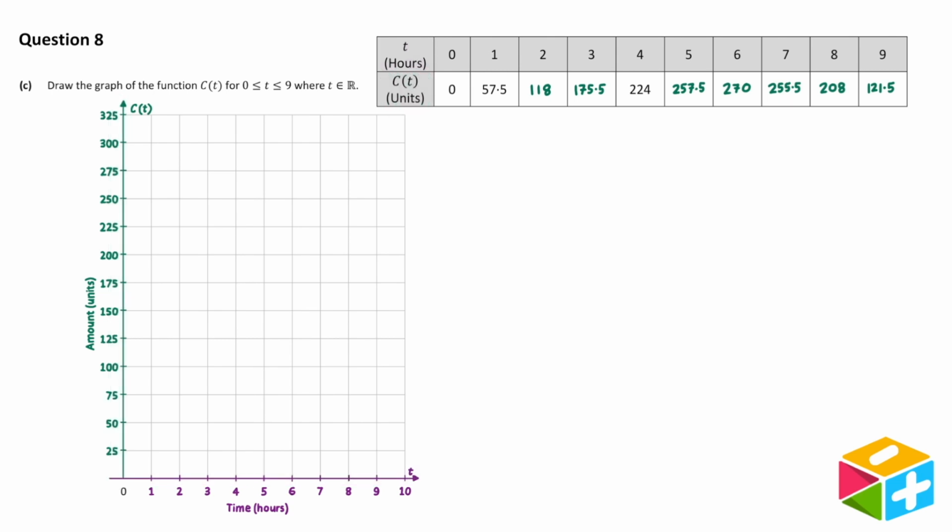So let's plot our points. In our first pair, we have t is equal to 0 and C of t is equal to 0. Going to a value of 0 on both axes gives us a point right here. In the second pair, we have t equal to 1 and C of t equal to 57.5. Here, we'll go across to 1 on our t-axis and up to 57.5 on our C of t-axis. This gives us a point right here.